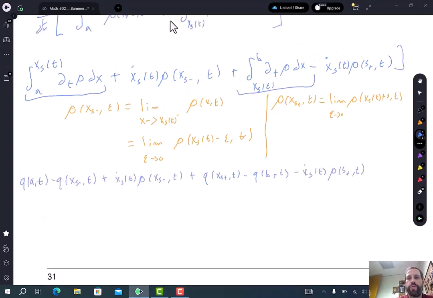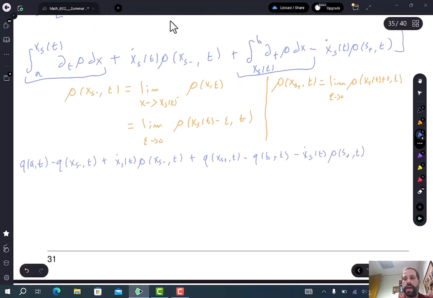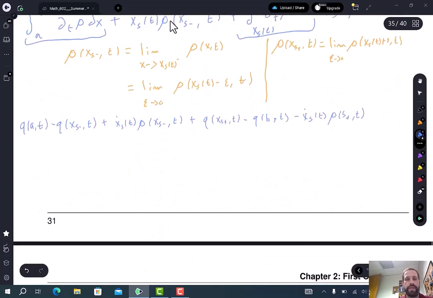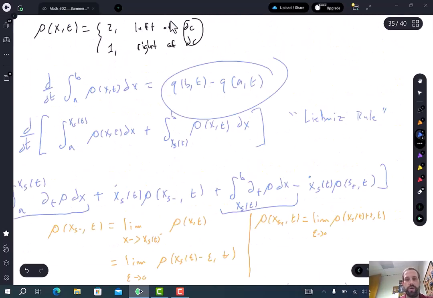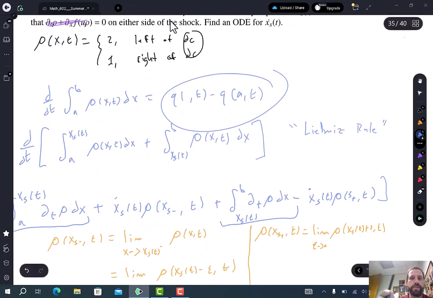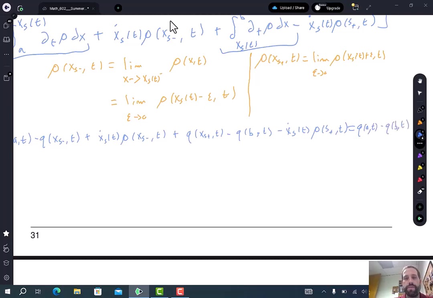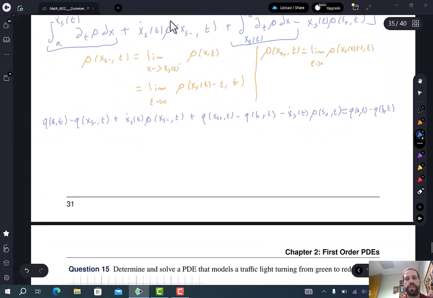Okay, so now I have just rewritten this expression, computing the integral of rho in terms of the flux q. And we already have seen that this whole integral here is equal to q of bt minus q of at. So there's a typo here, sorry. It's q of at minus q of bt. Okay, and this is equal to q of at minus q of bt.